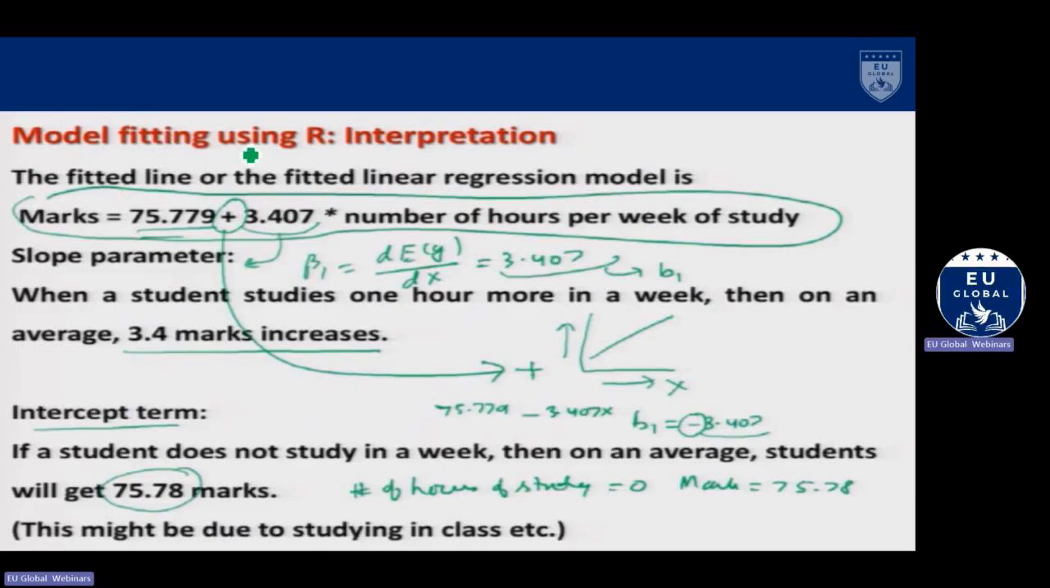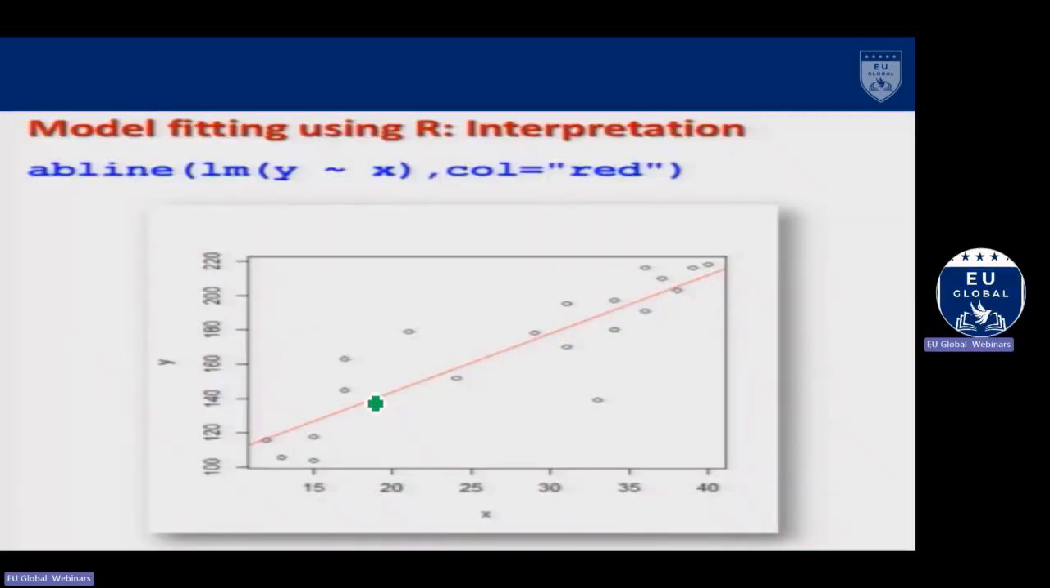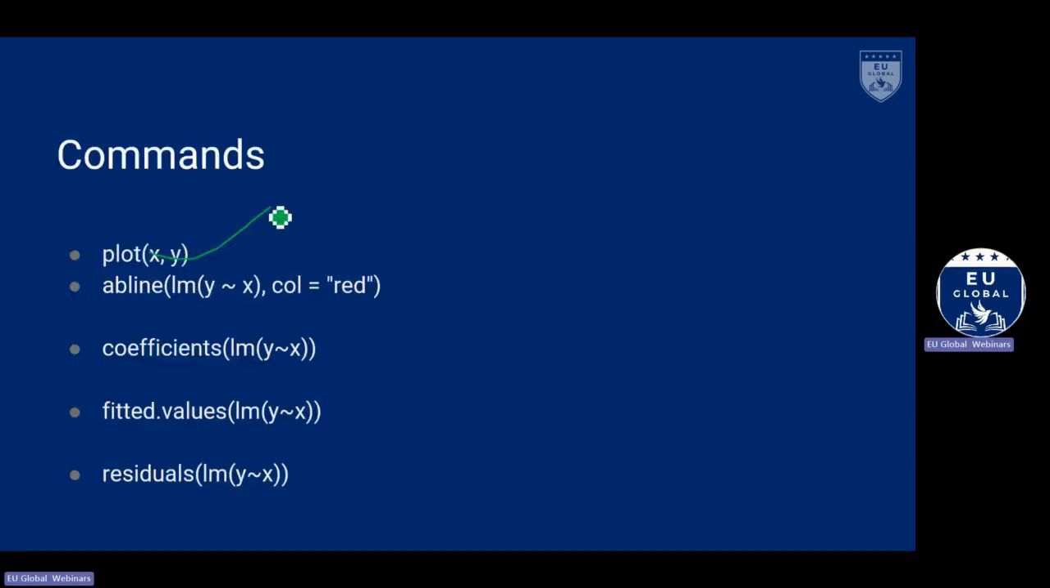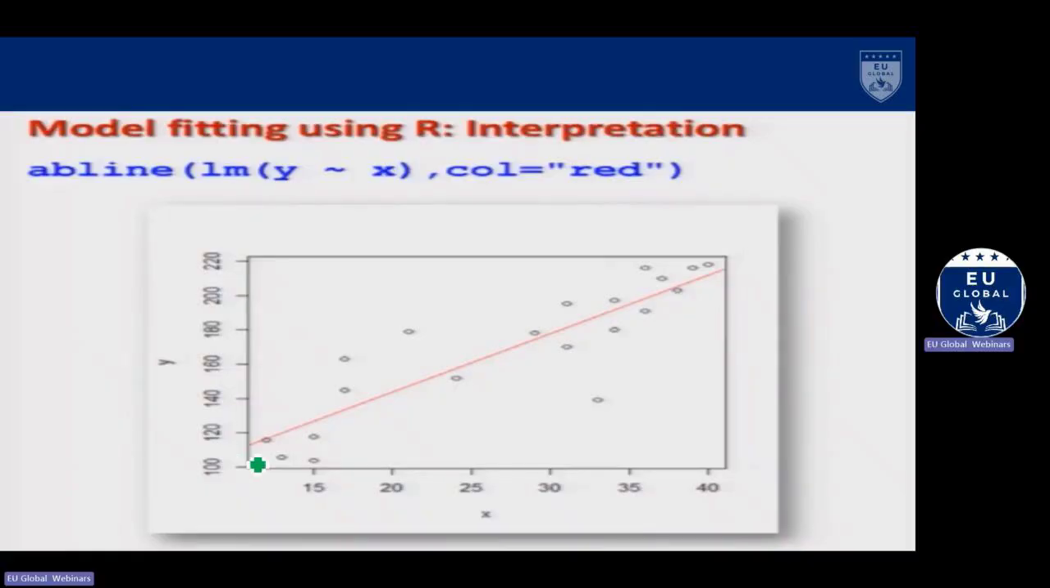So this model fitting basically talks about the same thing: if a student is not studying, then he is at least getting 75.77 marks. But if he studies 1 more hour in a week, his marks increase by 3.407, right? So this is all about the commands that we have already done in RStudio. So you can use all these commands again.